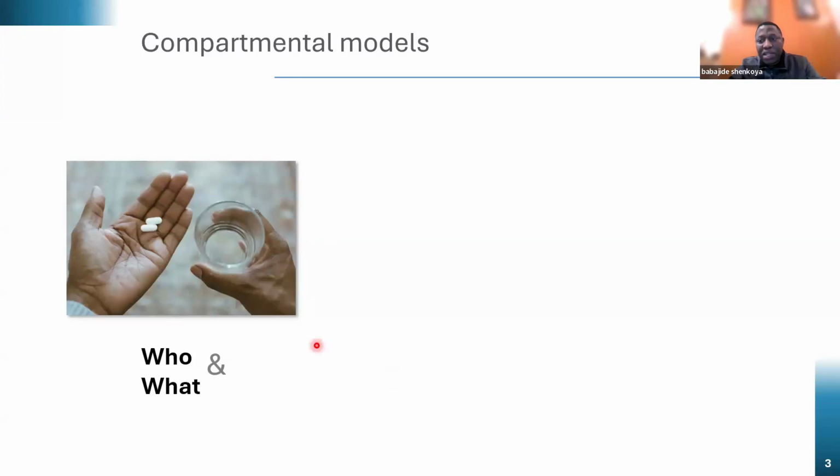So let us start with this hypothetical scenario of someone taking a dose of a drug X by mouth. And we are interested in modeling what happens to drug X inside the body. Now, this basically comes down to two questions. We want to know who and we want to know what. When I say who, what I mean is who is the biological system that we are talking about. In this case, we are talking about a human being, and then the what is about the drug. So what is the nature of the drug we are talking about? In this case, we are referring to drug X.